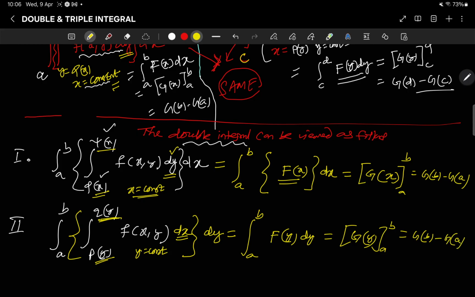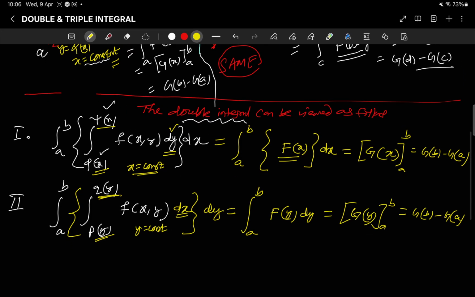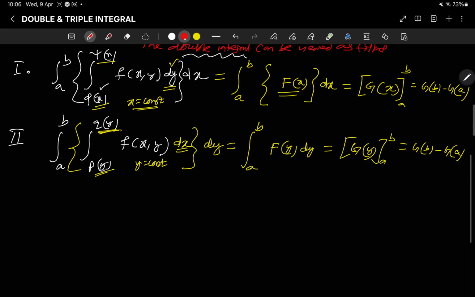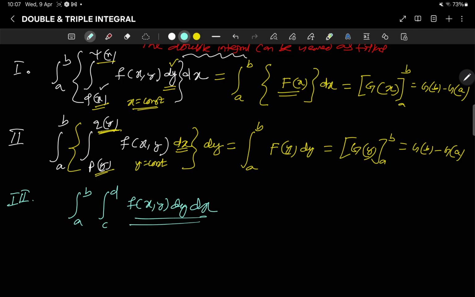So for the same region, both ways of interpretation will give you the same answer. Now suppose we have an integral like this: integral a to b, integral c to d, f of x y, dy dx. So this is the integral given. Here the limits of integration are constant. How do we view this integral geometrically?